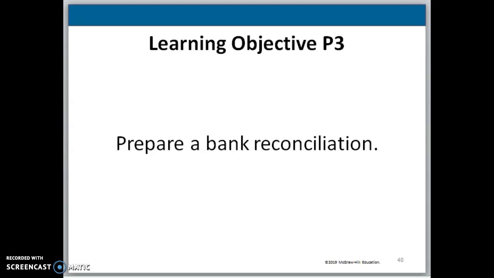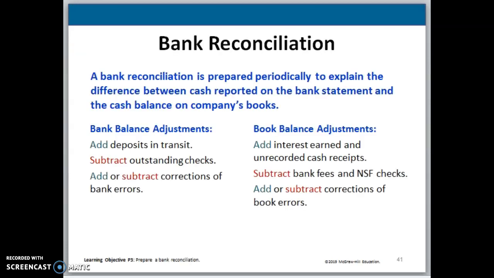Okay, back for our last section for Chapter 8. This is going to be looking at a bank reconciliation, how to prepare one for your company. When we're thinking about a bank reconciliation, we have to think about what is going to be adjusted on the bank side and what is going to be adjusted on the book side.